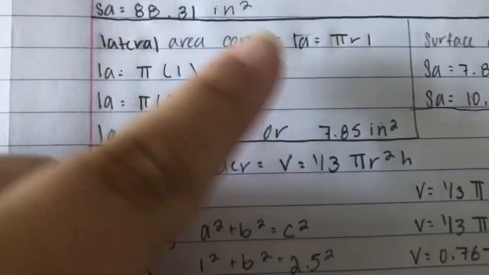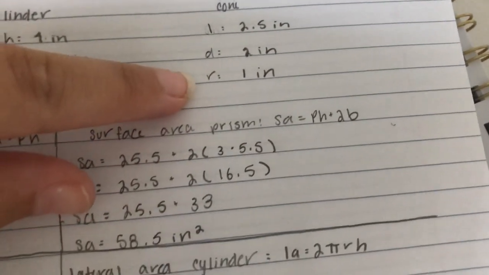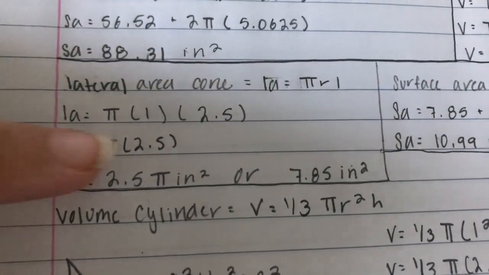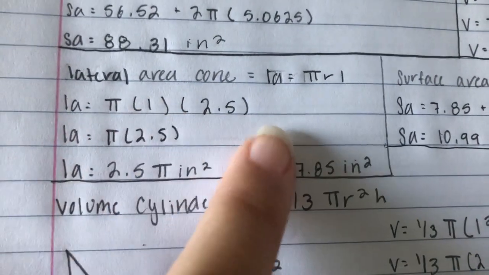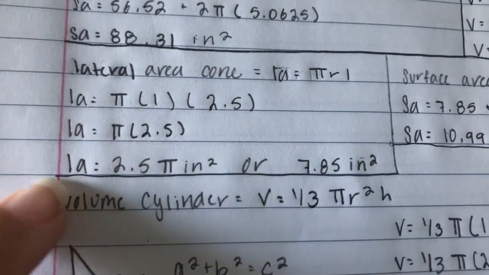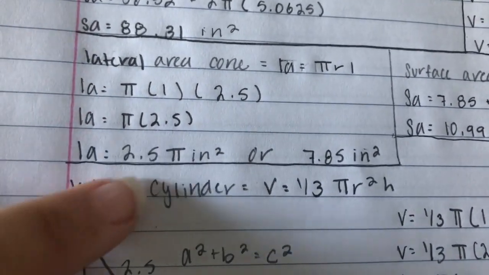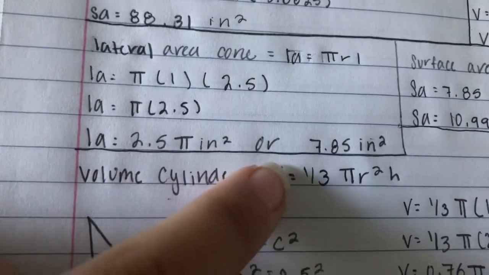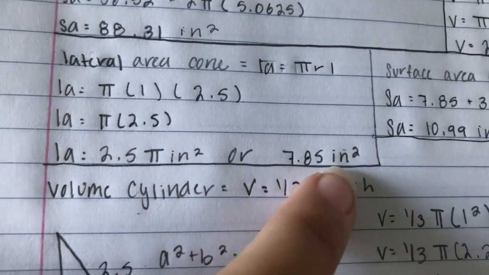So we plug in 1 because that's our radius, and then we're also going to plug in 2.5 because that's our slant height. Once we do that, we times 1 by 2.5, we get 2.5. So our lateral area is either 2.5 pi inches squared or 7.85 inches squared.